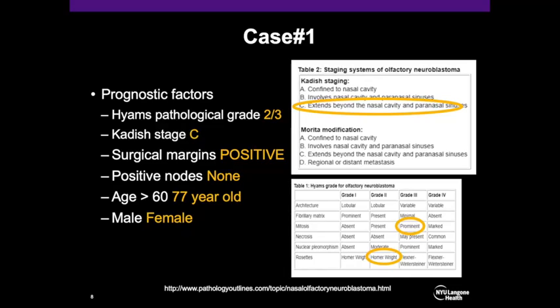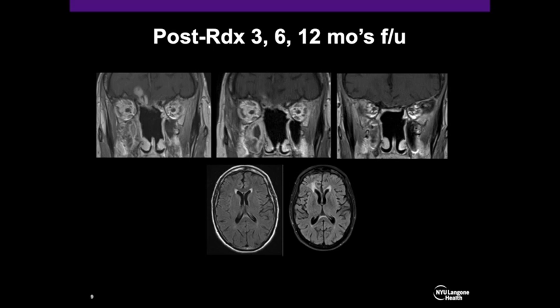Surgical margins were positive, but no nodes were found on the FDG PET-CT. Another adverse feature was her age, but her gender was a favorable feature here. So because of these adverse features, Kadish stage C, positive surgical margins, and the Hyams pathological grade, the patient was further treated with local radiation. And as a part of the routine post-radiation follow-up, she got this MRI.